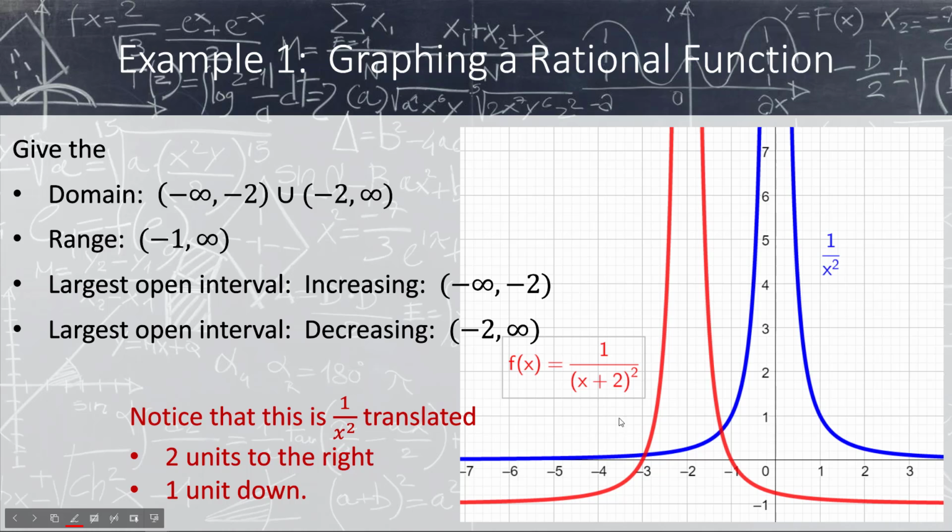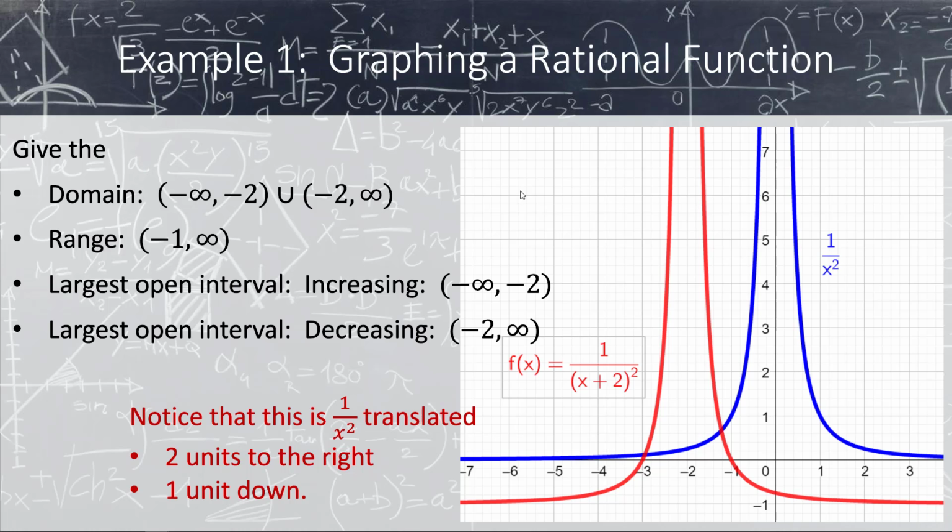The domain, well, since this is nothing more than a shifted version of this particular function, the domain is going to be shifted to the left as well. So it's going to be the open interval from negative infinity to negative 2, not including negative 2, and then the union with the open interval from negative 2 to infinity. So basically every point on the real line with the exception of negative 2.